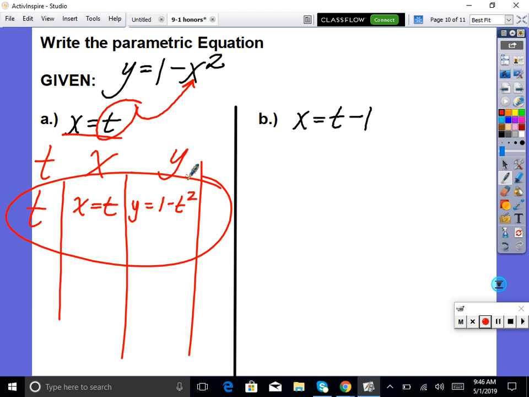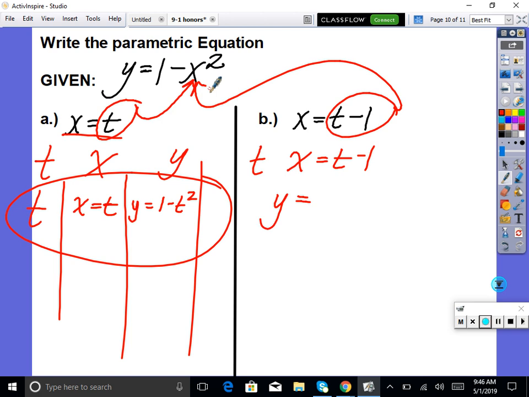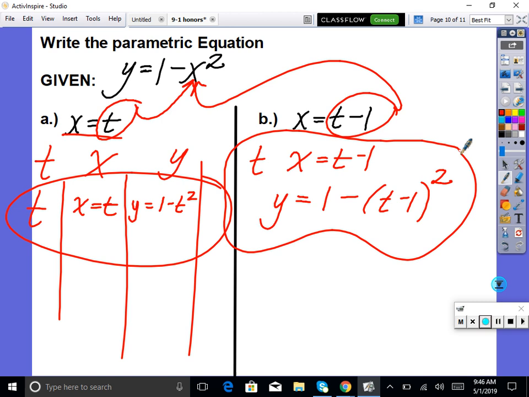So what would this one be? x is equal to t minus 1, and y is equal to, wouldn't we substitute that in? So 1 minus (t minus 1) squared. And that's your parametric equation. Those are equivalent true statements. One's rectangular, one is parametric.